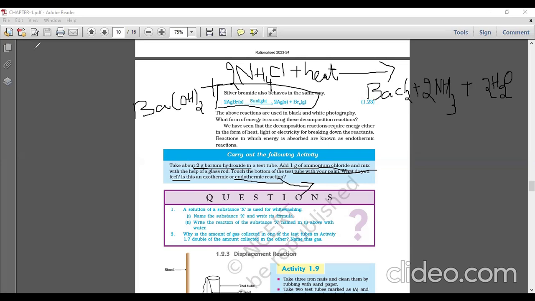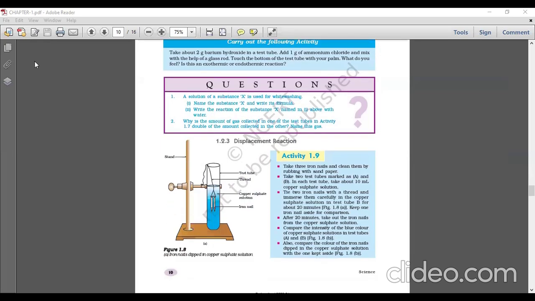Okay, all these are the examples of endothermic reaction. So this can be asked even in your board exam. So this is very, very important. And next one. The next question is: a solution of substance X is used for whitewashing.